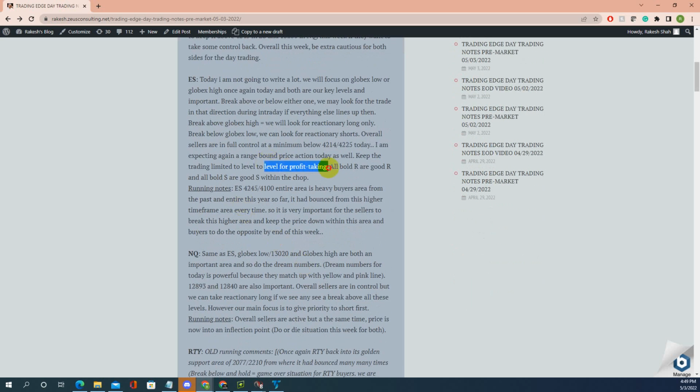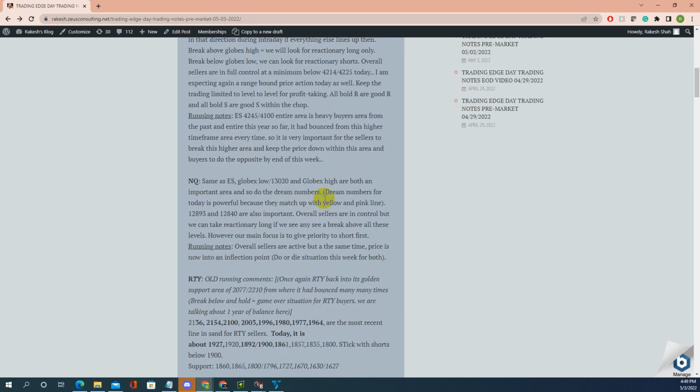Now, that's the story for ES. All bold R are good R, or bold S are good S within the chop. I'm talking about chop, range bound price action here. NQ, same thing. Dream numbers, Globex low to 20, you can see there is a clear rotation around here.